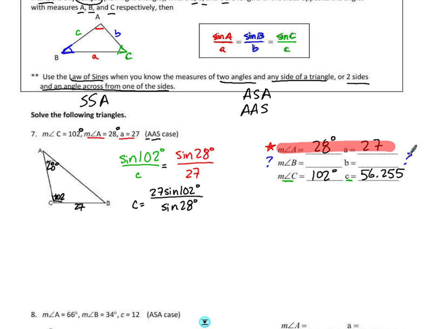So if angle A is 28 and angle C is 102, angle B can be found by taking away that sum from 180 degrees. When I add 28 and 102, I end up with 130, and I take away 130 from 180, and I end up with 50 degrees for my third angle. Now that I found the measure of angle B, I can use law of sines to find my missing side length opposite of angle B.